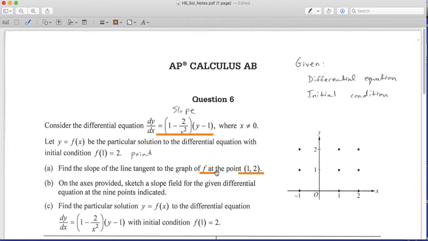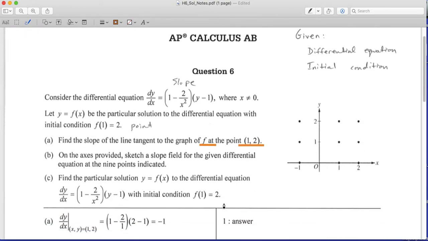So all we need to do is plug in this point 1, 2 into this equation right here. Notice there's an x and a y variable on this equation. That'll give us the slope. That's what they do. That's worth 1 point. That's nice notation. That's the derivative of y with respect to x when x and y equal 1, 2.